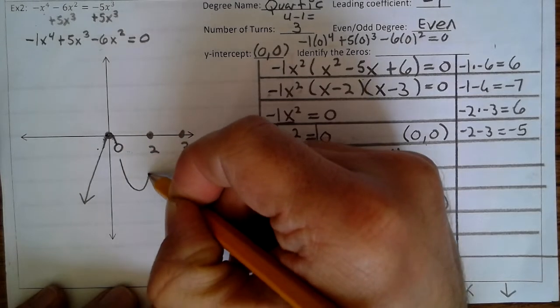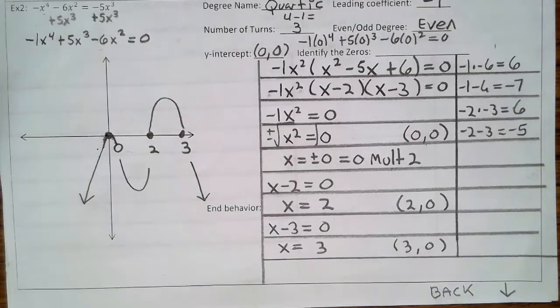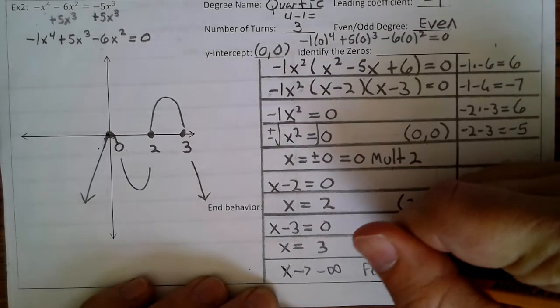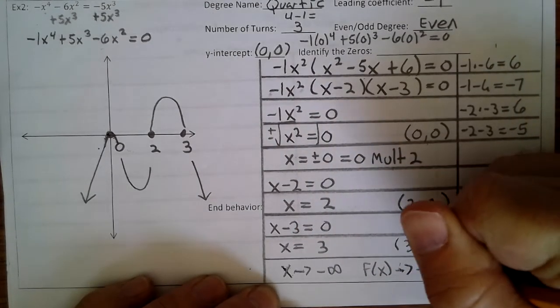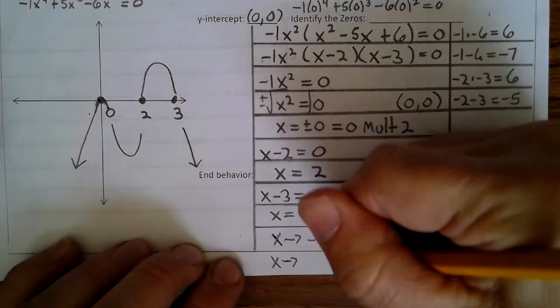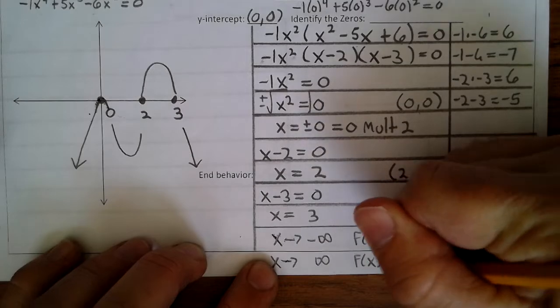Okay, and behavior: as x approaches negative infinity, f of x approaches negative infinity, and as x approaches positive infinity, f of x approaches positive infinity. Okay, go ahead and finish up example 2.